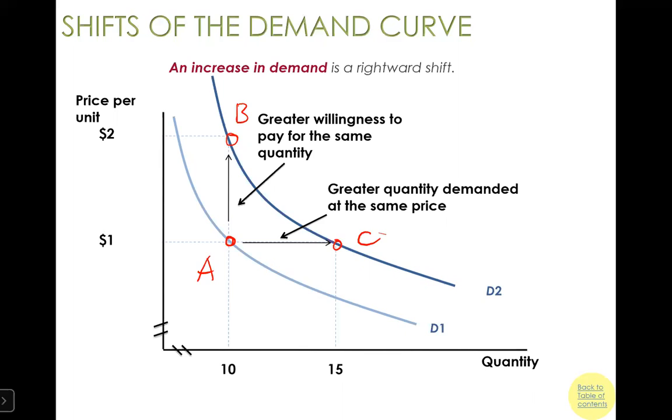If we compare A to C, price stays at $1. Now the consumer is going to demand 15 versus 10, meaning the demand is strong. Price stays the same, but you demand more. Alternatively, we can look at A versus B. Keep the quantity constant. The customer will pay $2 instead of $1. Their willingness to pay increases, meaning the demand is strong.